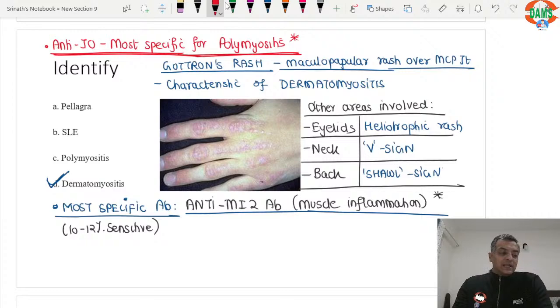Like in SLE we study. In SLE, what do we do in practice? dsDNA. But most specific will be anti-Smith. Like that, in dermatomyositis, we do anti-Jo, routinely available. This one is the most specific antibody that is associated with dermatomyositis. That's what I wanted to add here.